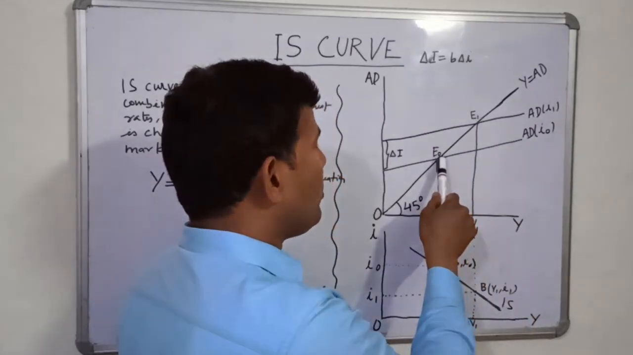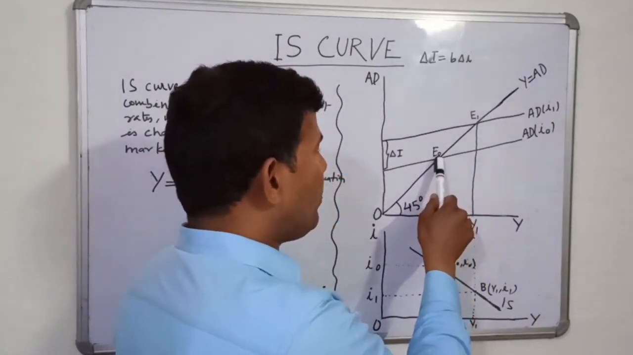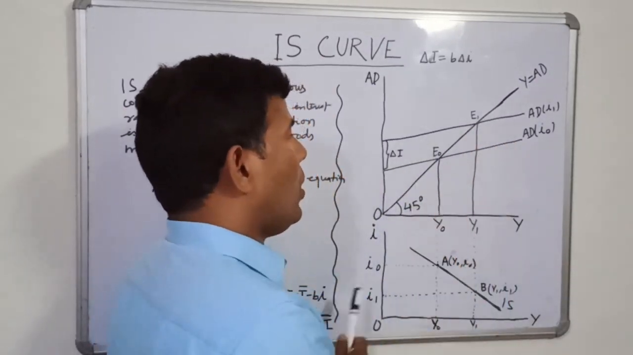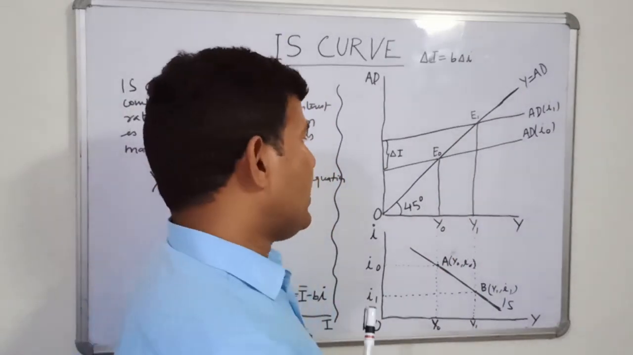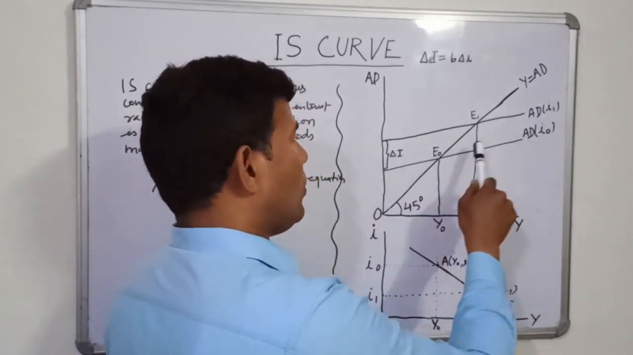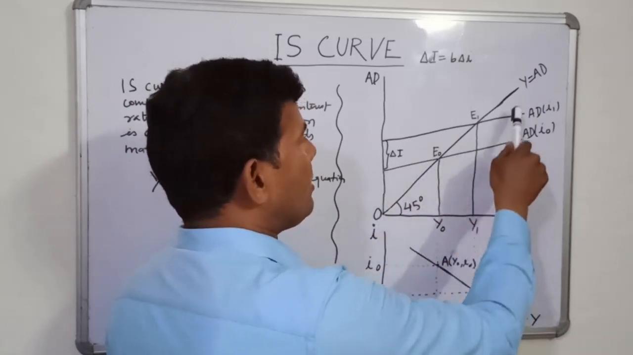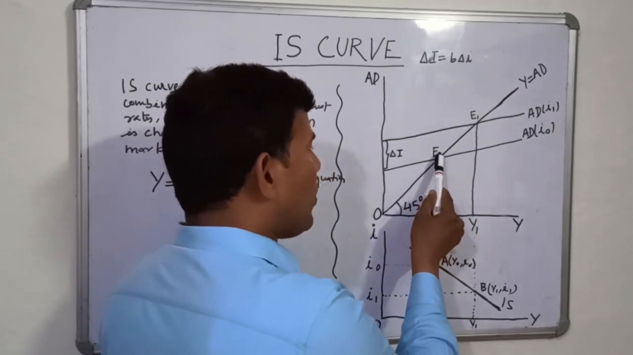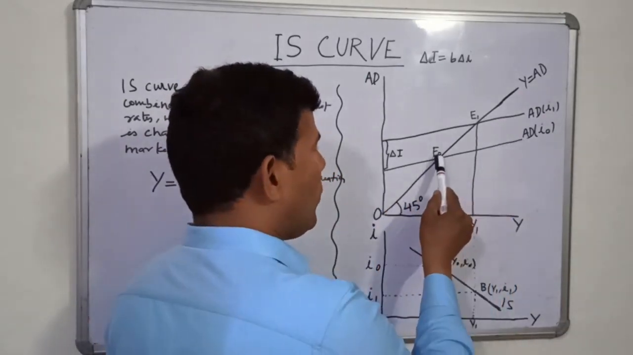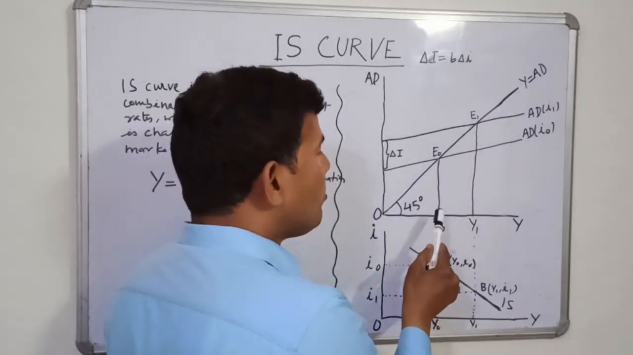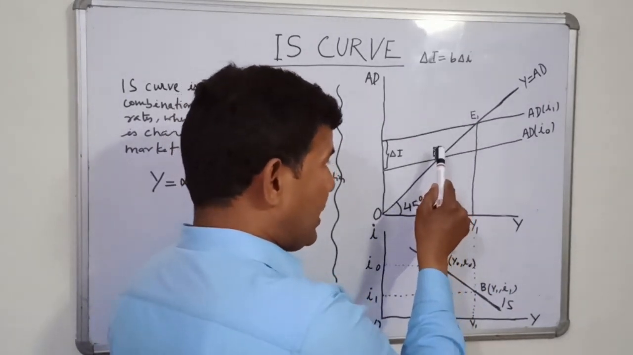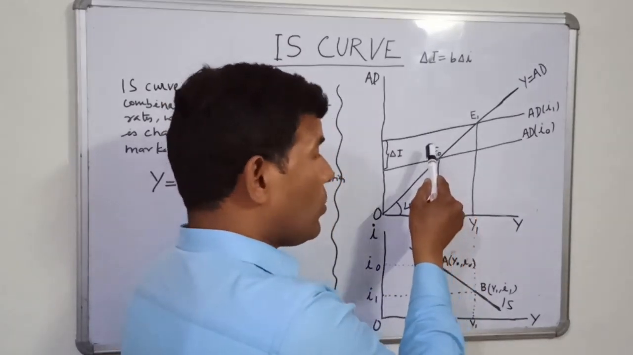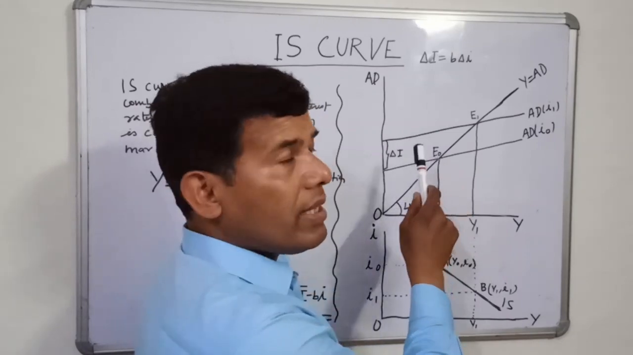That means each point would be characterized by equality of aggregate demand and income level, right? Now, we can find out the equilibrium level of income by looking at the intersection of this aggregate demand line with the 45-degree line, right? So it is the point E0 on this aggregate demand line which gives us the equilibrium level of income, or the level of income at which the goods market in the economy would be in equilibrium.